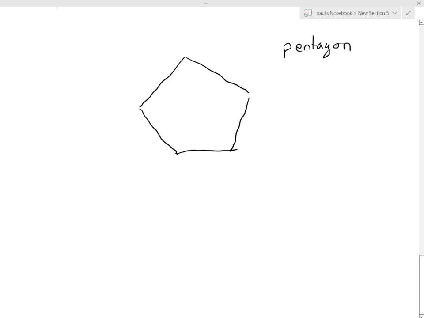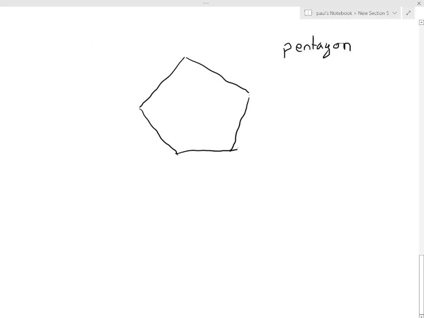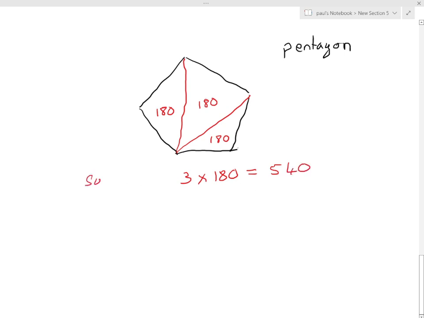Now the other way of finding the sum of the internal angles is if you start from any corner and draw a line to another corner and then to another corner, you've made 3 triangles. So the sum of the triangles is 180, 180, 180. So you've got 3 times 180. 3 18s are 54, so you get 540. So you can find the sum of the internal angles that way.